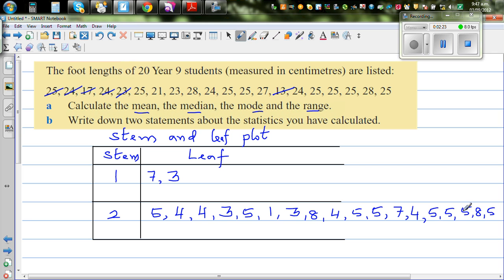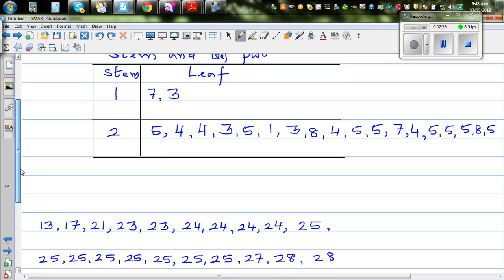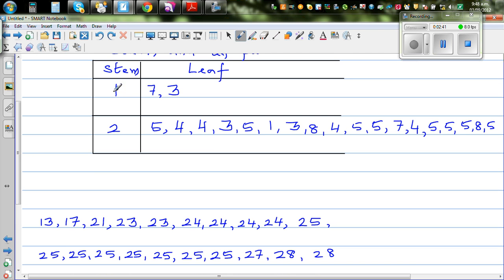Counting them, there are 20 values. Now I've already ordered them, so you can see this. The first values are 13 and 17, so let me cross these out.